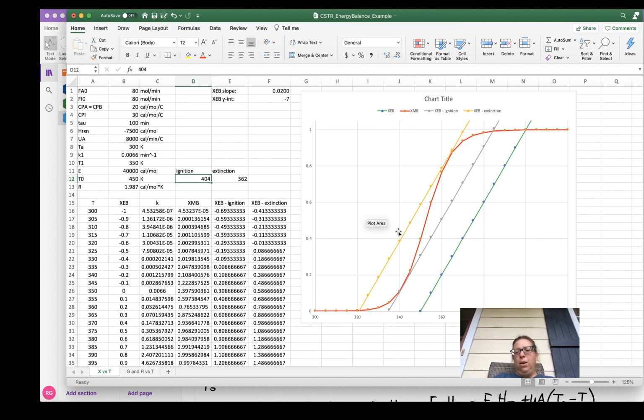But basically, the ignition temperature, if you're thinking about this XMB line, this red S-shaped curve here, is when you're operating at a low conversion. So somewhere in this range here where the conversion is very low. And the ignition temperature is the feed temperature that you would have to achieve in order to start operating at a high steady state. So something up here.